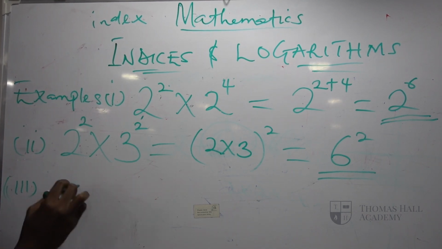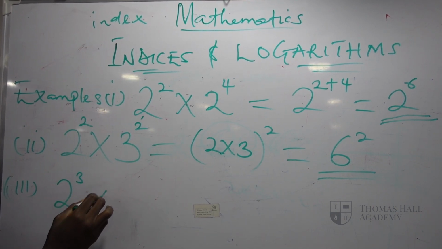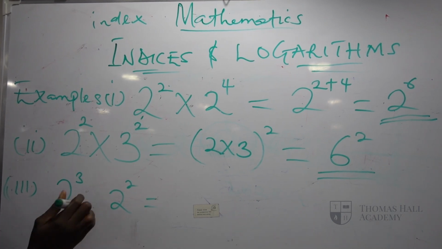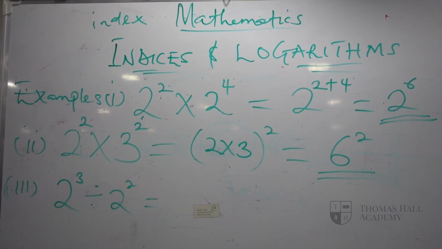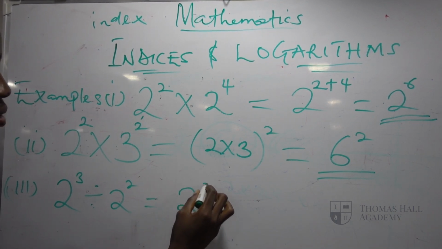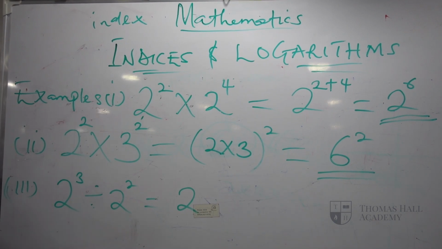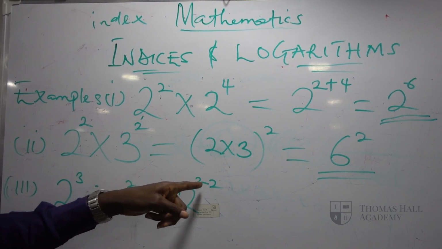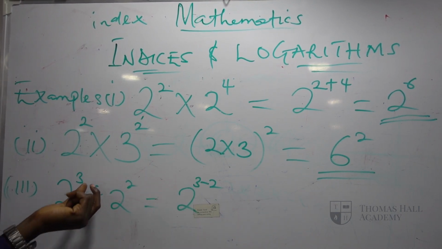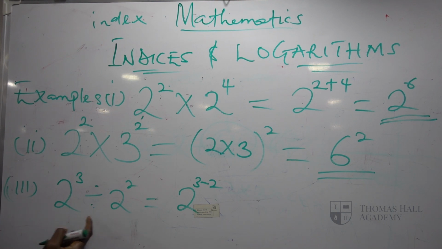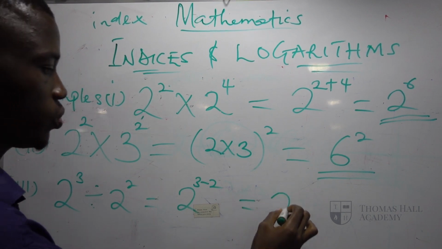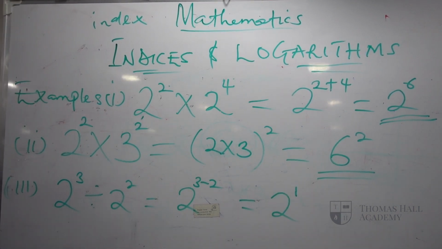Let's now say we have 2 raised to power 3 times 2 raised to power 2, divided by 2 raised to power 2. In this case we have the same bases. We pick one. And then let's go to the powers: 3 minus 2. We are subtracting the powers because of this division sign. So the bases are the same, 2, and 3 minus 2. So our answer is 2 raised to power 1.